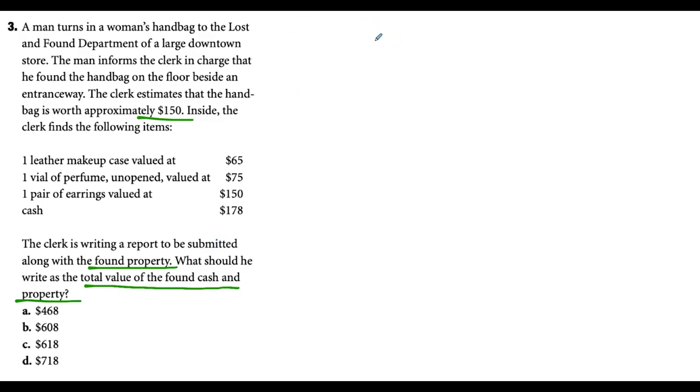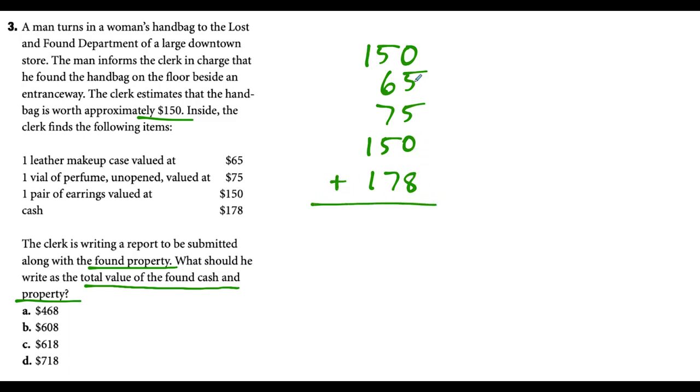So what we have here, the bag is worth $150. Then we're told that the makeup case is $65. Then the next thing, the perfume, is $75. The earrings are $150. And then the cash is $178. So then what you want to do here is just add all this up. So 5 plus 5 is 10, and plus another 8 is 18.